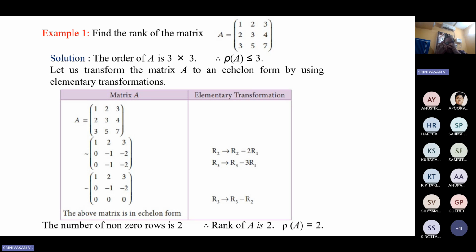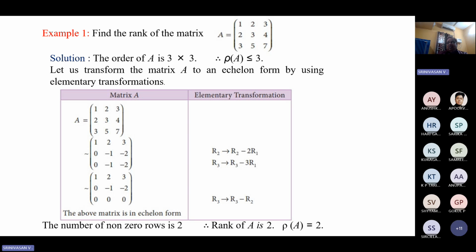It cannot be 0, since it's a non-zero matrix. So it can be 1 or 2 or 3. At the most, it can be equal to 3. Let's see. So what is the exact answer?